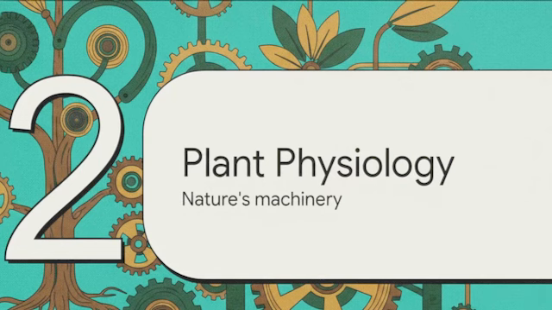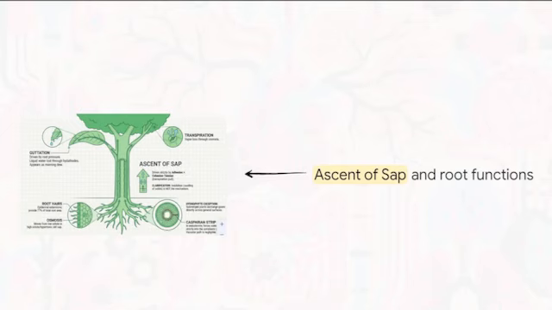Moving right along to Section 2, Plant Physiology. Let's see how nature perfectly mirrors this incredible design in the plant kingdom. Now, plants obviously need to transport water and nutrients just like we do, but they don't have a muscular pumping heart. So what do they do? They rely on sheer physics.